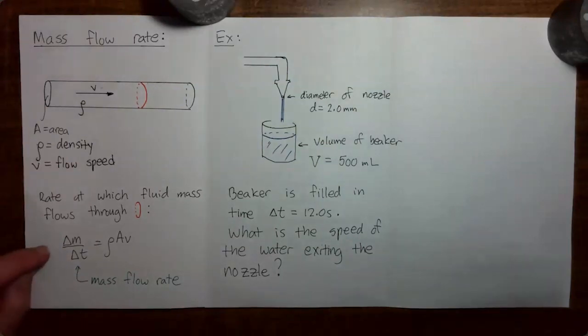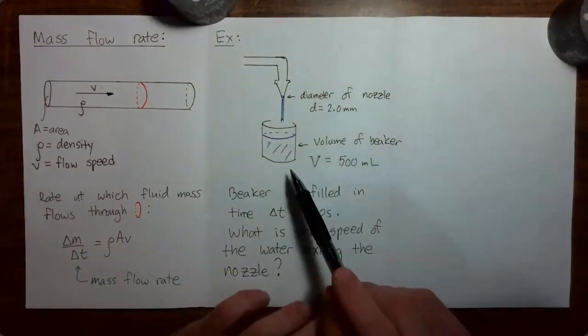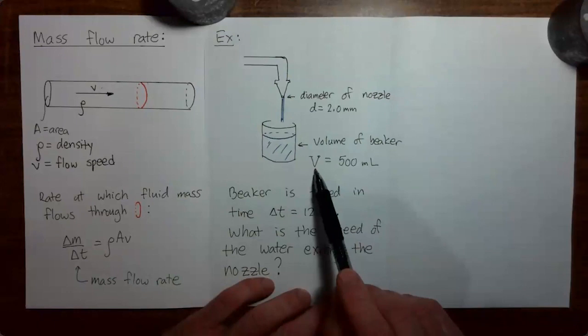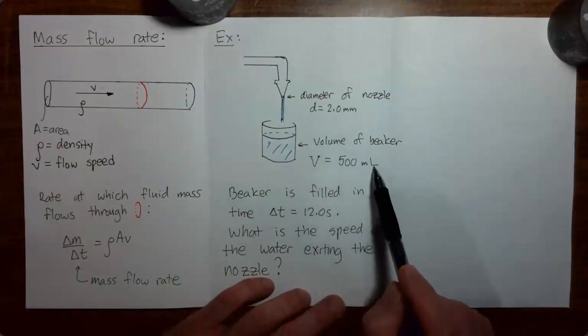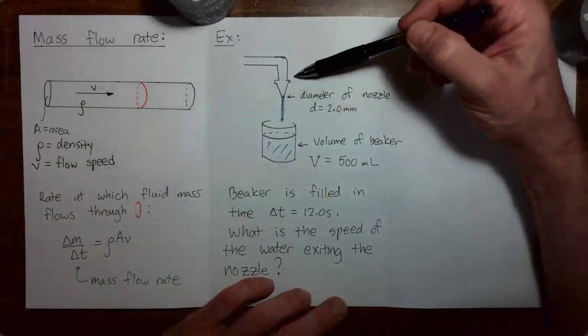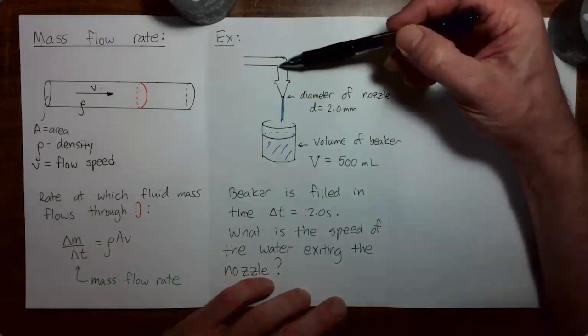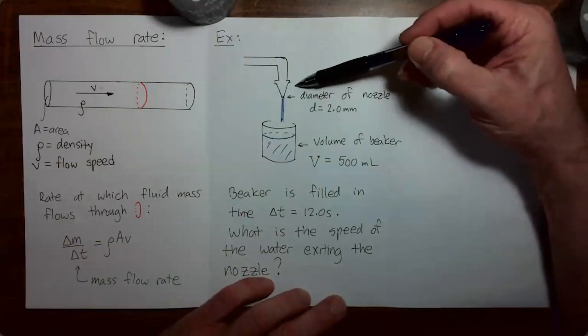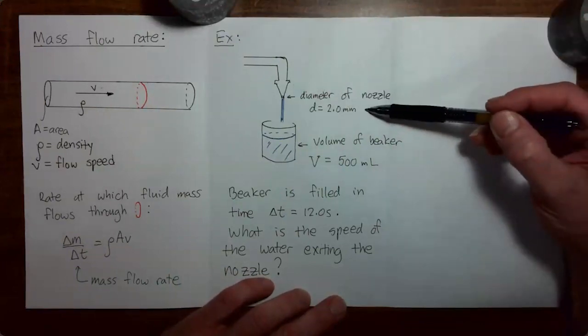In this video, we're going to use this formula for a quick example problem. Suppose that down here I have a beaker which holds a volume of 500 milliliters, and I'm filling that beaker with water using a pipe here. A nozzle has been attached to the end of the pipe, and the diameter of the nozzle is 2 millimeters.